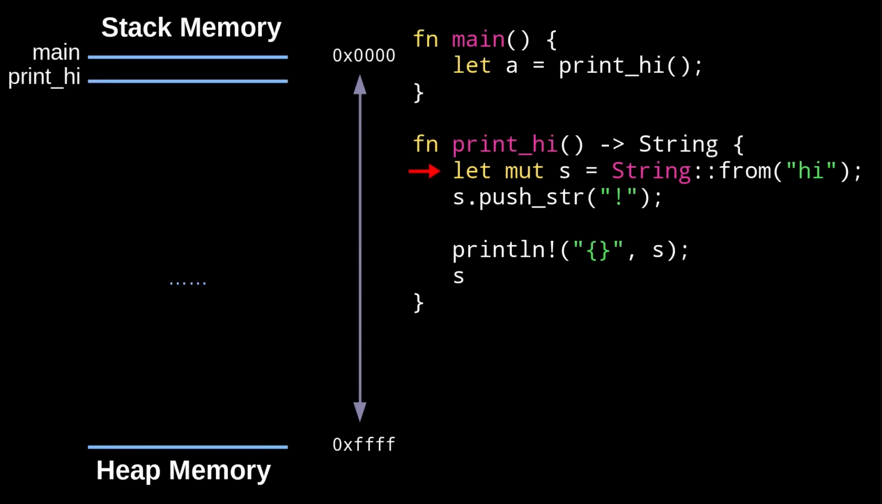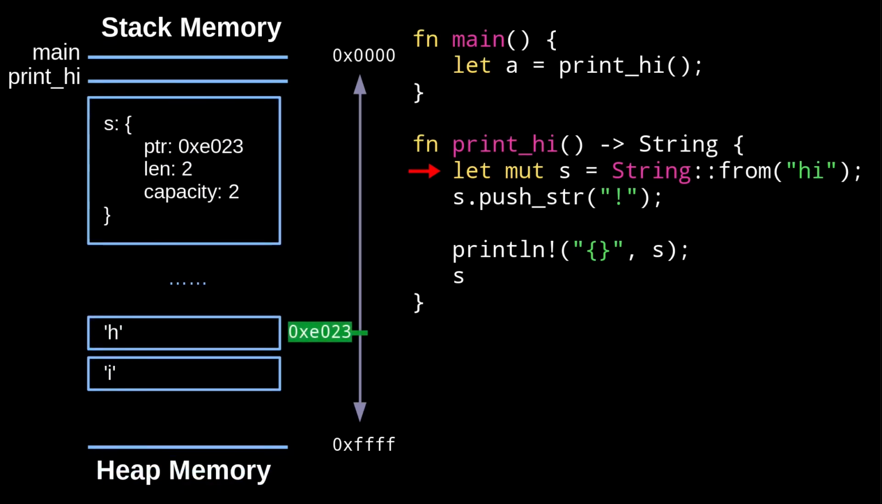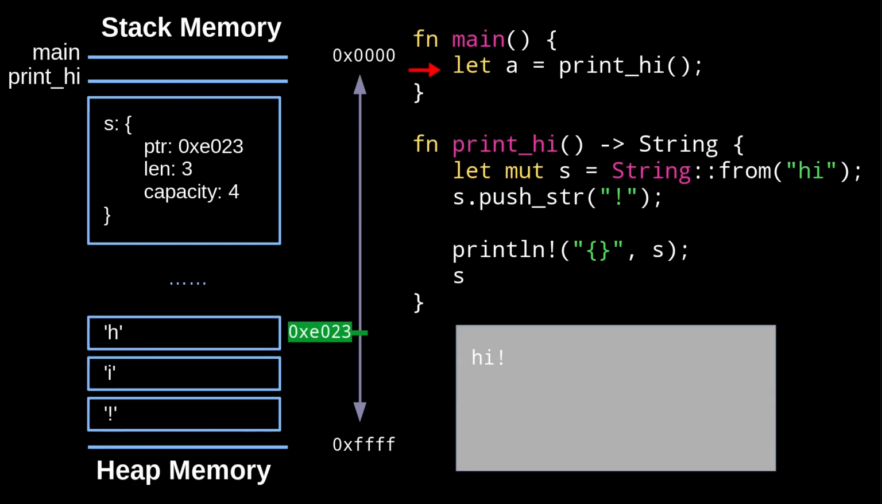So let's go through this program. Notice how the value "hi" is allocated onto the heap. This is because this string type can grow and shrink. And we can see that on our next line where we add an exclamation mark to our string. Then we print our string out and return s. Since our print_hi function ended, everything related to it on the stack is popped off.